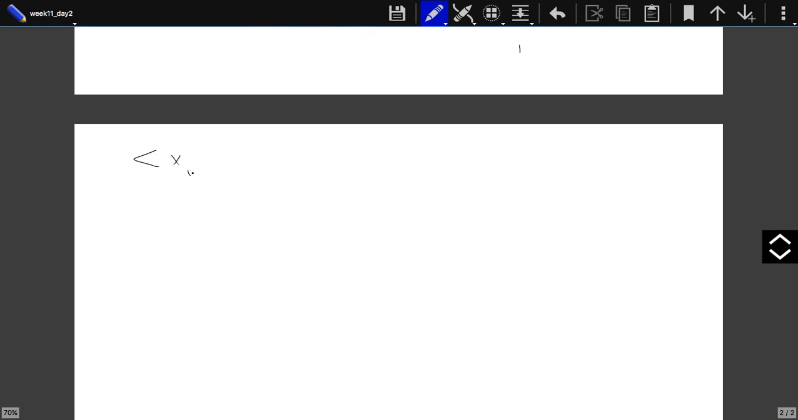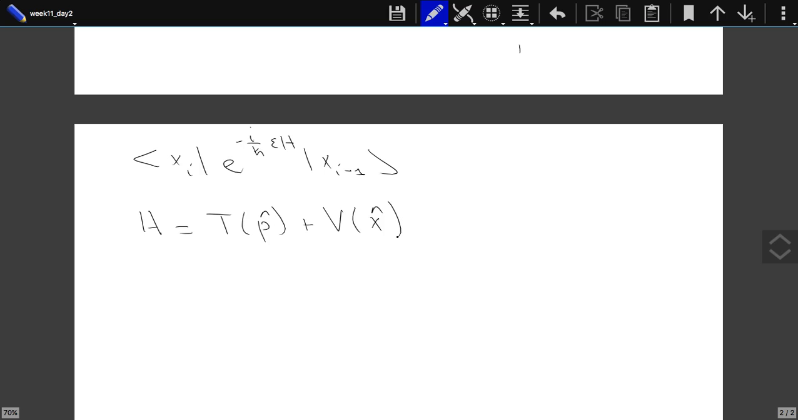We have such terms, xi minus 1, and we will assume that H can be split into two parts: the kinetic term, which depends only on the momentum operator, and the potential term, which depends only on the coordinate operator. Well, almost all the Hamiltonians that we studied could be written in this form.